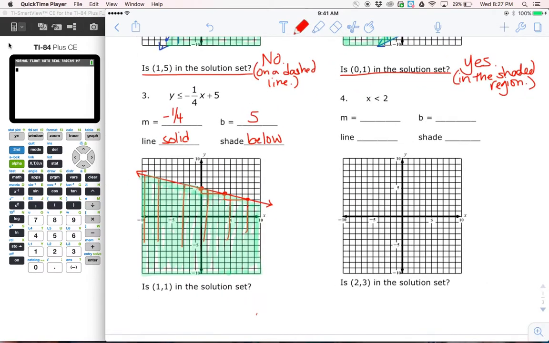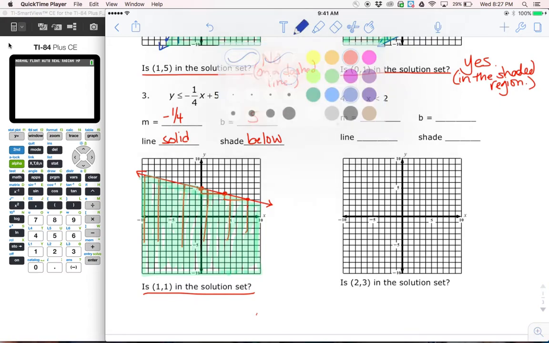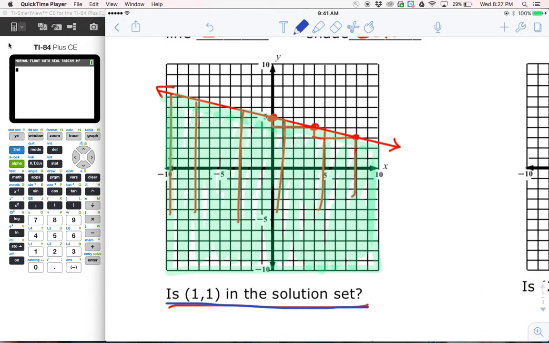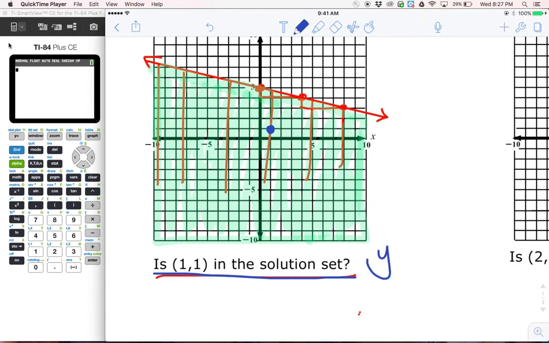And we're asked to check the point 1, 1. Is 1, 1 in the solution set? Let's change the color here. Okay, is 1, 1 in the solution set? Well, the point 1, 1 is here, and it has been shaded. So, yes, right? It's in the shaded region.